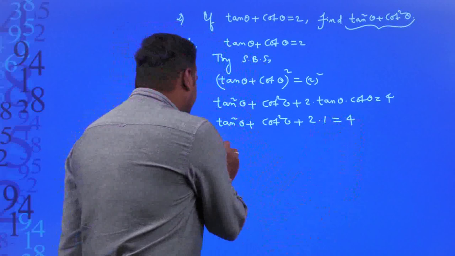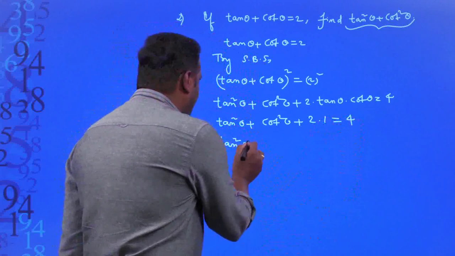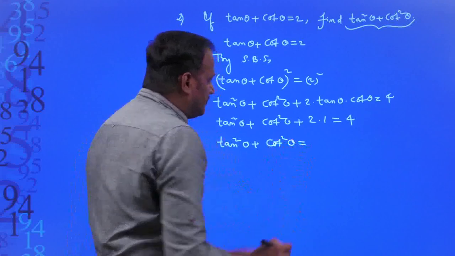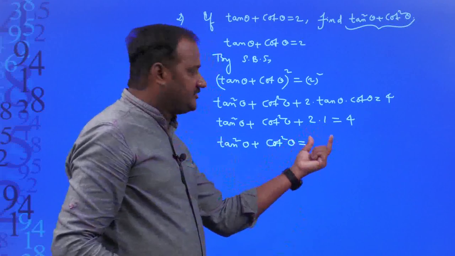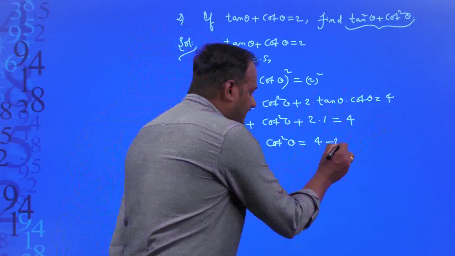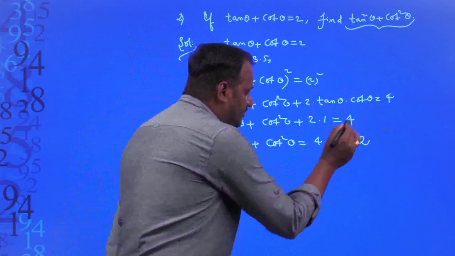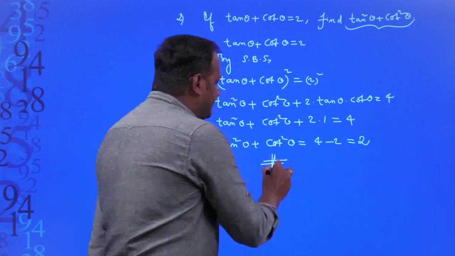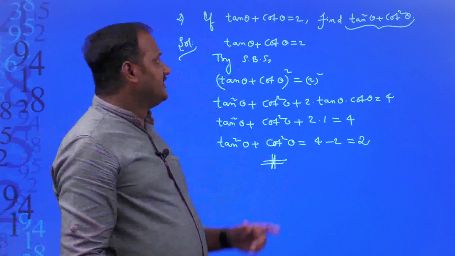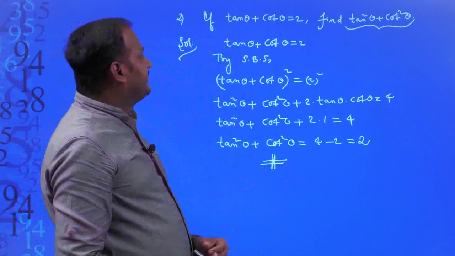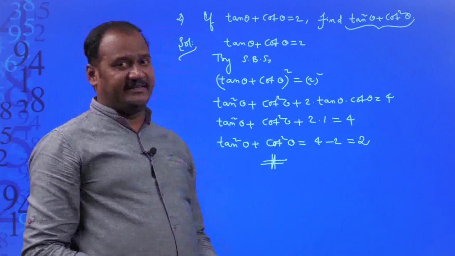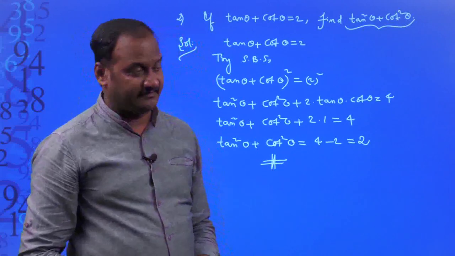From this, tan square theta plus cot square theta plus 2 into 1 equals 4. When you transpose plus 2 to the right hand side, it is going to be 4 minus 2, which is equal to 2. Therefore, the value of tan square theta plus cot square theta is going to be 2. That is the way we can find out the value of tan square theta plus cot square theta when you are given tan theta plus cot theta is equal to 2, right?